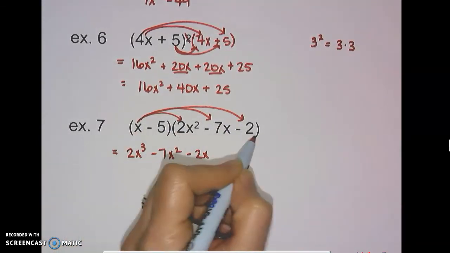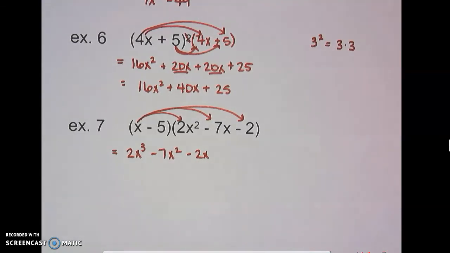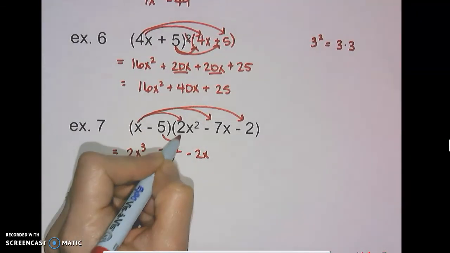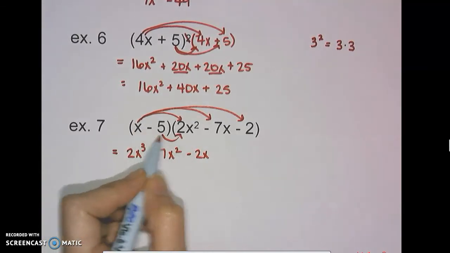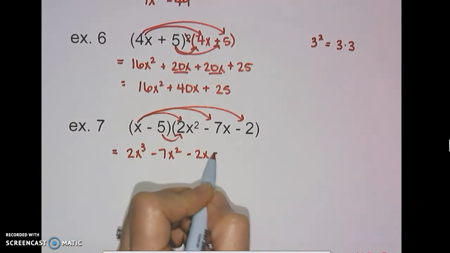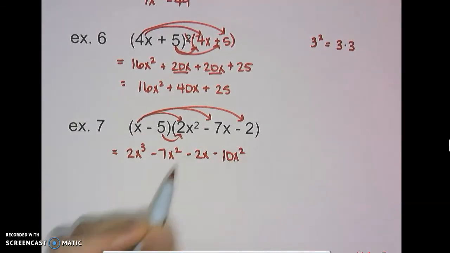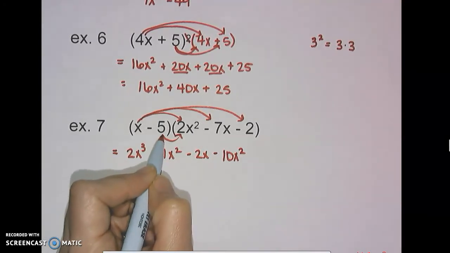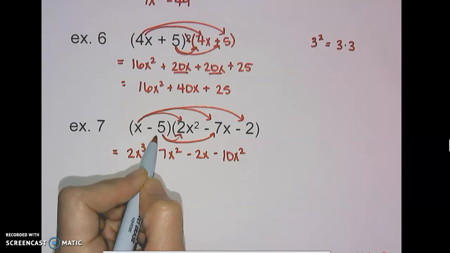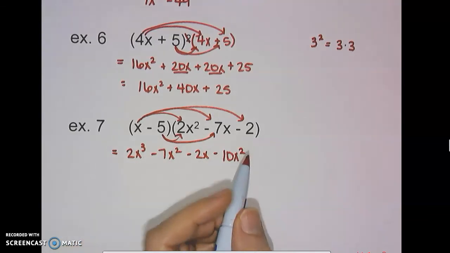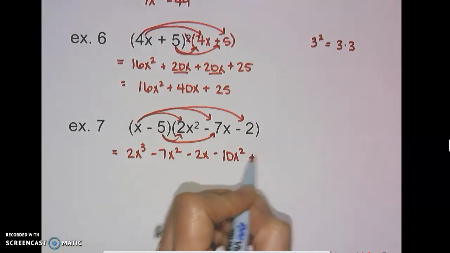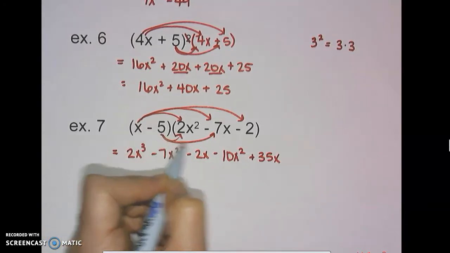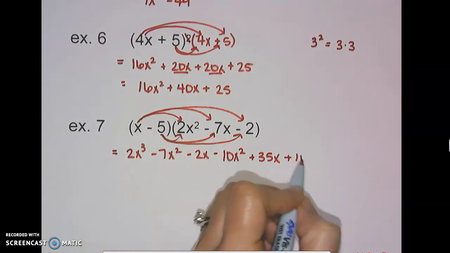This x has now been distributed to everything. Instead of just distributing it to 2 things, we distribute it to 3 because that's how many are there. So since that's all done, we're going to take this negative 5 now and distribute it into everything. So negative 5 times 2x squared is negative 10x squared. The exponents aren't going to change at all because we're not multiplying any variables there. Negative 5 times negative 7x is a positive 35x. And negative 5 times negative 2 is a positive 10.